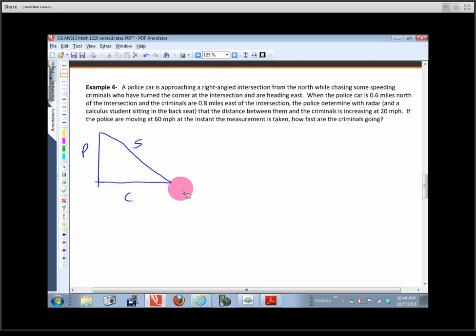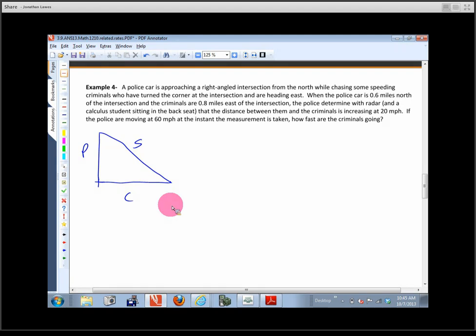Questions? Yeah. The distance between them is increasing. Right. So the criminals are getting further away from the police. No, that would have been fun. Good?